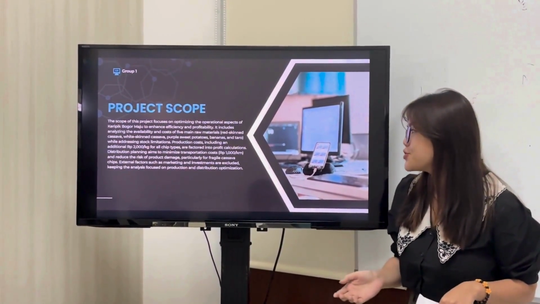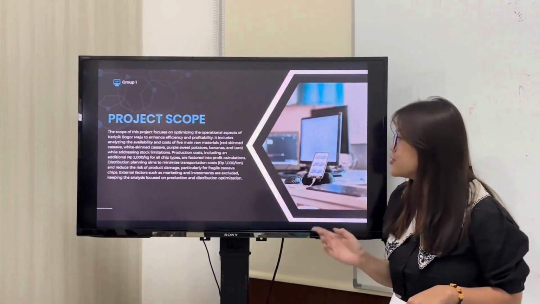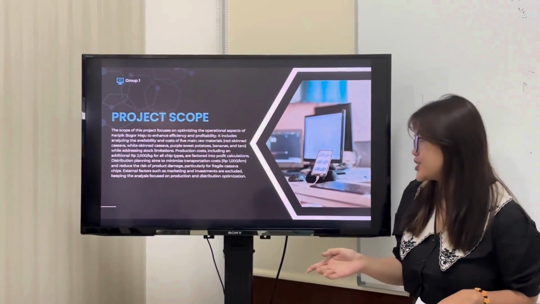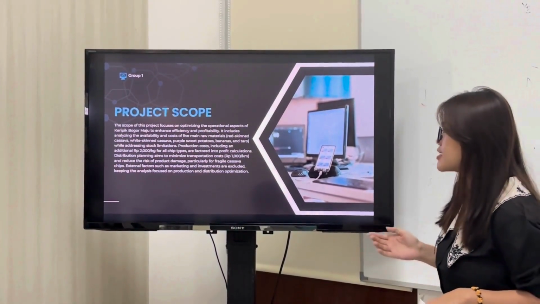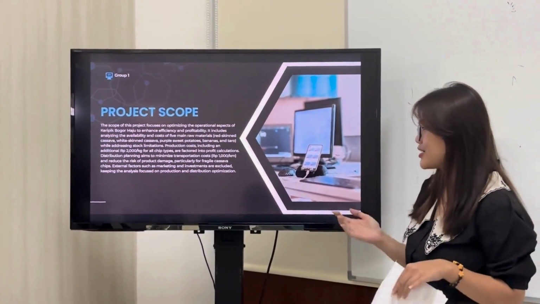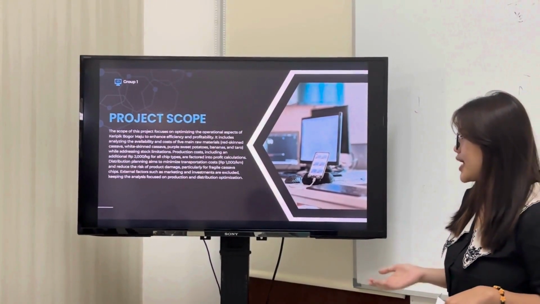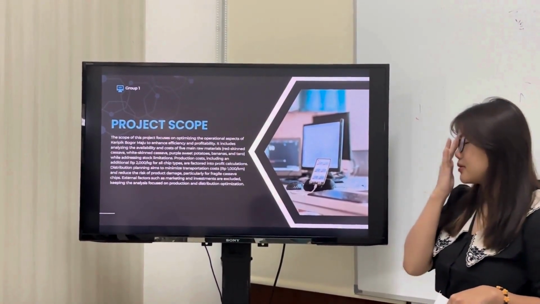Distribution planning aims to minimize transportation costs of 1,000 per kilometer and reduce the risk of product damage, particularly for fragile cassava chips. External factors such as marketing investment are excluded, keeping the analysis focused on production and distribution optimization.